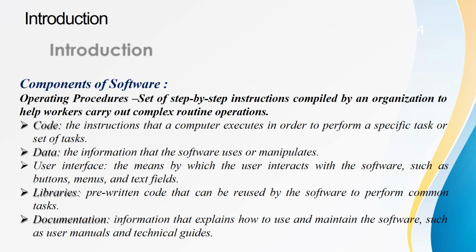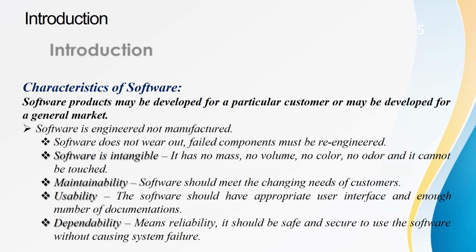Now we are going to learn about the characteristics of software. Software products may be developed on the basis of customer demand. We have software products as generic products and customer products. Generic products are available standalone applications. Customer products are software products given on the basis of customer requirements. For both kinds of software products we need some characteristics. This is what we are going to discuss.